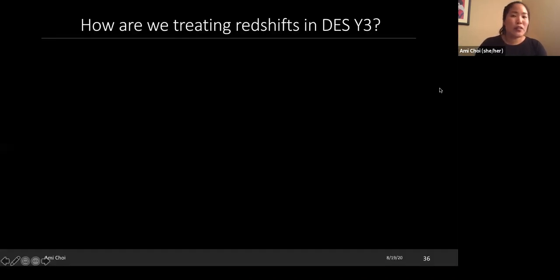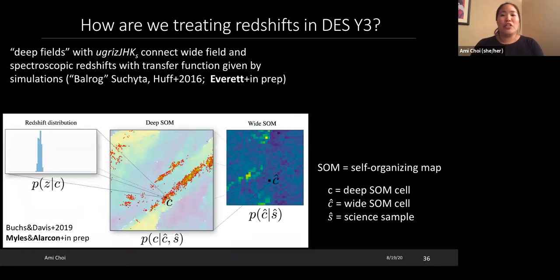How are we treating redshifts in DES Y3? The answer is carefully and differently than the way we treated them in Y1. The methods are described in this paper, which is already published, Buchs and Davis, 2019. And the general idea is that we're using an empirical method using self-organizing maps, or SOMs. And we put all of the wide field data into a self-organizing map. And what we're specifically putting in there is colors and fluxes. And then we're trying to link this map to the redshift distribution.